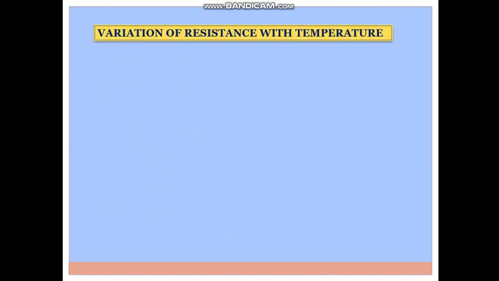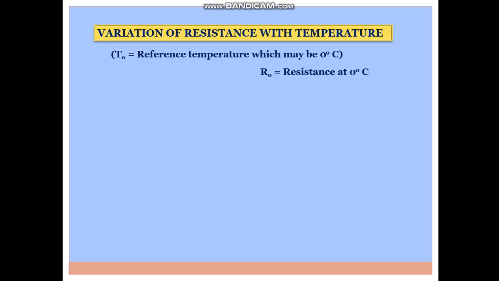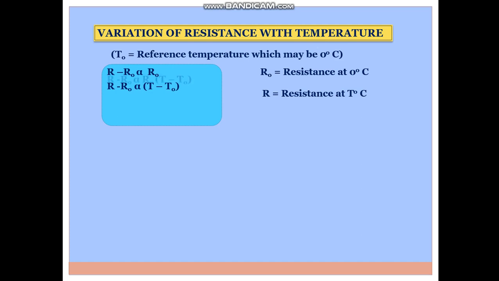Now, let us talk about the variation of resistance with temperature. So, if T0 is the reference temperature, which may be 0 degrees Celsius, R0 is the resistance at 0 degrees Celsius. R is the resistance at T degrees Celsius. Then we can write the difference in resistance is directly proportional to the original resistance R0. The difference in resistance is directly proportional to the difference in temperature. So we can combine the two and write R minus R0 is directly proportional to R0 into T minus T0, combining the above two equations.